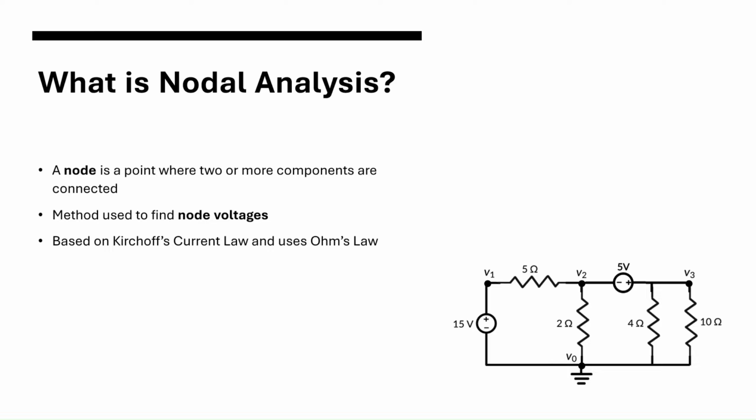Now, nodal analysis works by selecting one node as the reference node, which is also called the ground node, and this node is assigned a value of 0 volts. All the other voltages at the different nodes are measured relative to this reference node. By applying Kirchhoff's current law and using Ohm's law, we can create equations that allow us to solve for the unknown voltages.